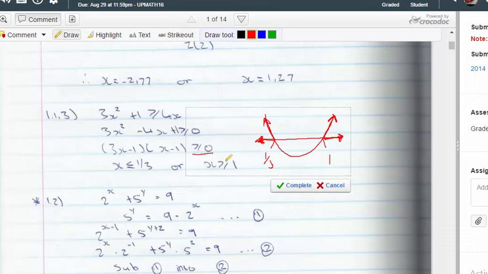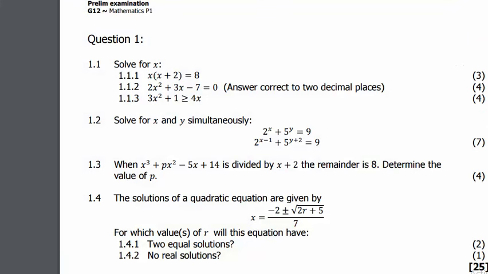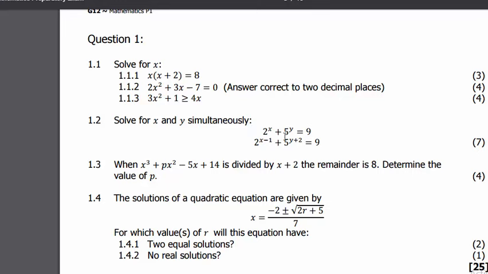Okay, and included because of the included sign there. So that's why this is the correct answer. Well done. Then next question. Okay, if I look at the question paper here, we solve x and y simultaneously.